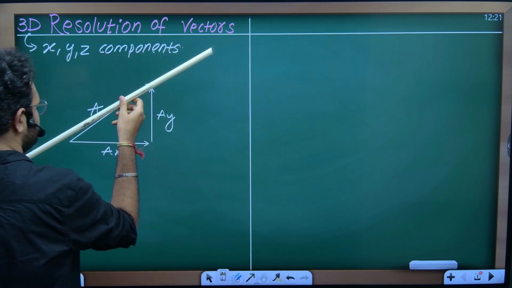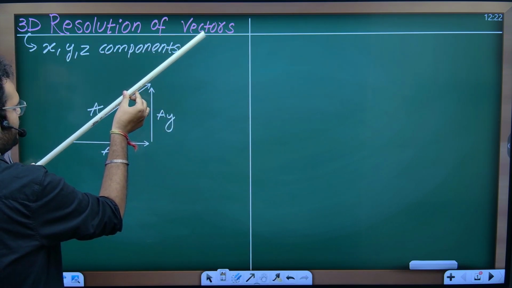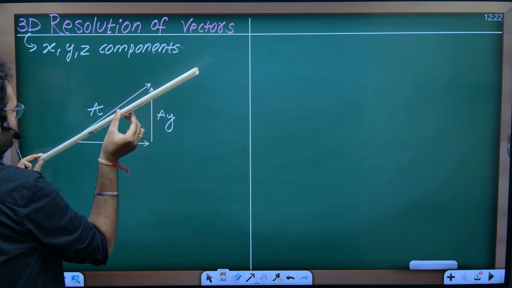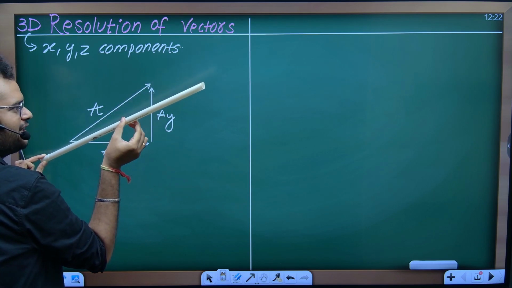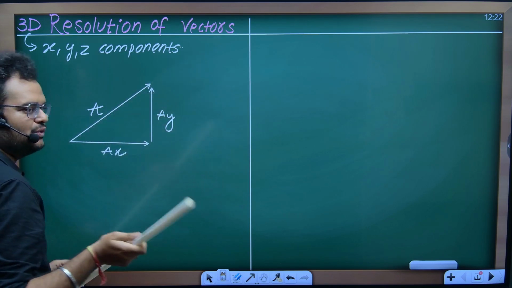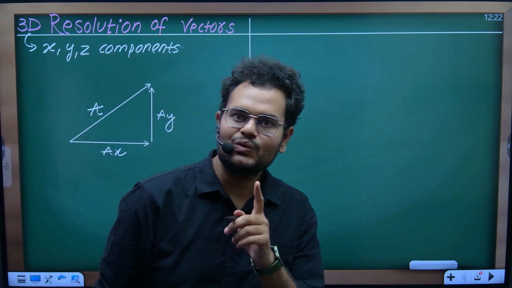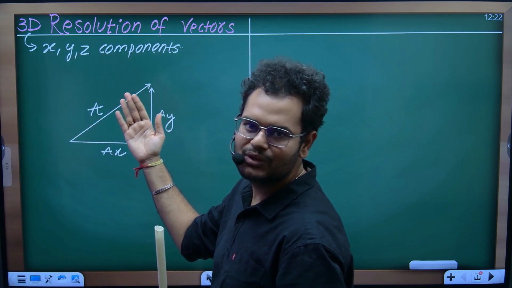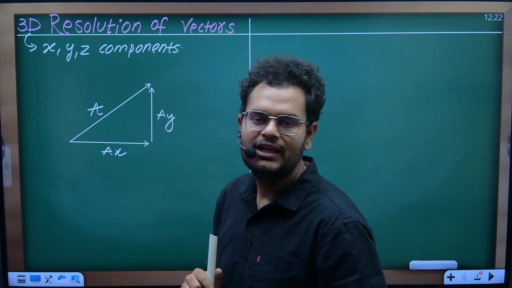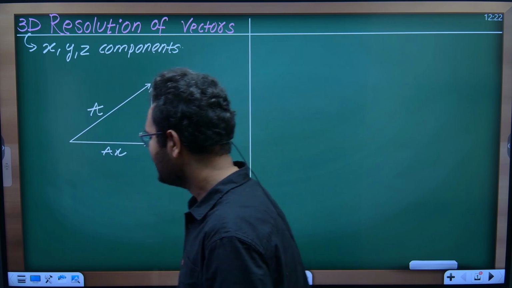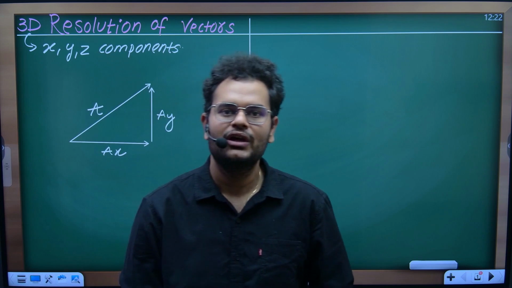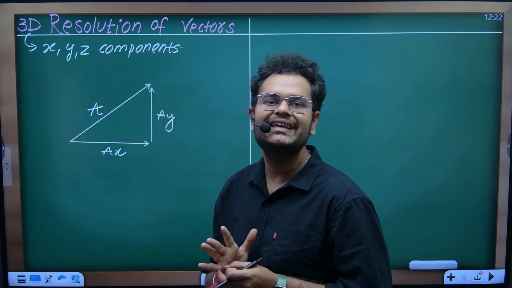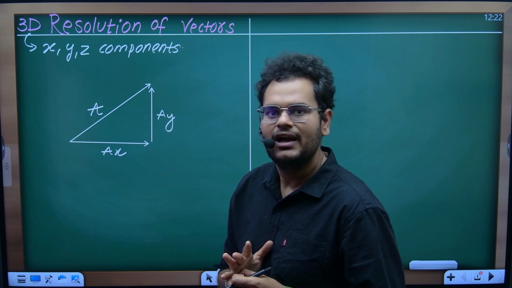This vector is in the plane of this board. What if it is slightly tilted like this? If this vector is slightly tilted, can you see that there is also a z component? Because this vector is coming outside the board, that means a z component is also there. That's where we have to resolve it into the third component, that is z, and that's what we call 3D resolution of vectors. Are you getting it?